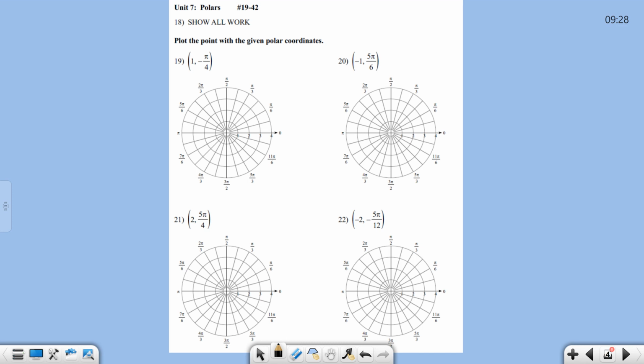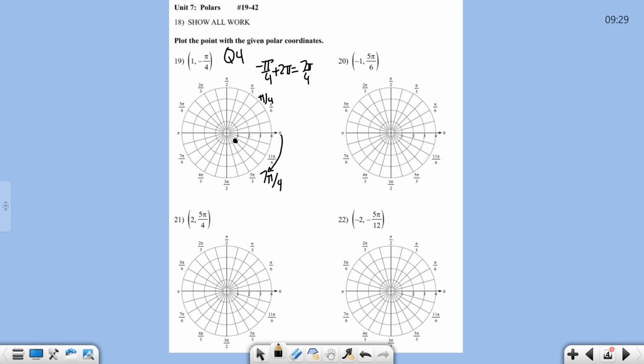Here we go. Number 19 is in quadrant 4. So if I go 1, negative pi over 4, remember negative pi over 4, its coterminal would be 7 pi over 4. So here's positive pi over 4 in quadrant 1. If I went down pi over 4, I'd be here at 7 pi over 4. That's why you're going to plot it with a radius of 1 and at that value. At 7 pi over 4. Like, these are a piece of cake. You just kind of got to remember them.